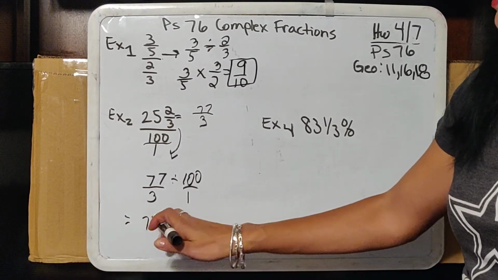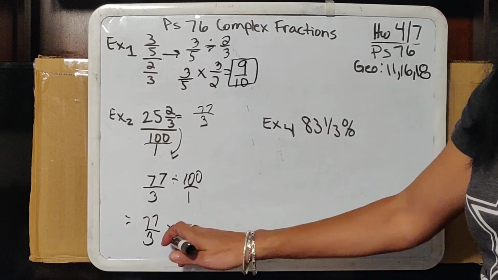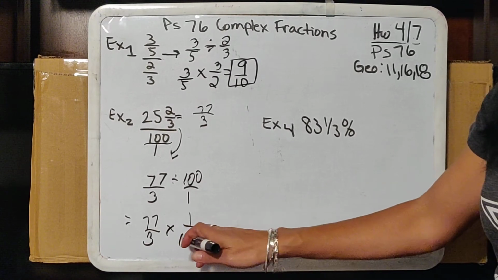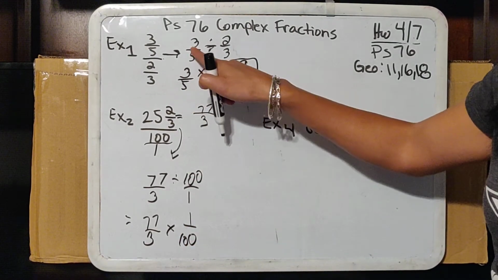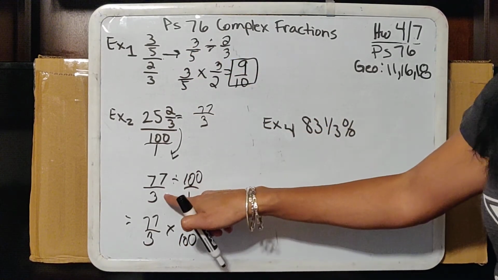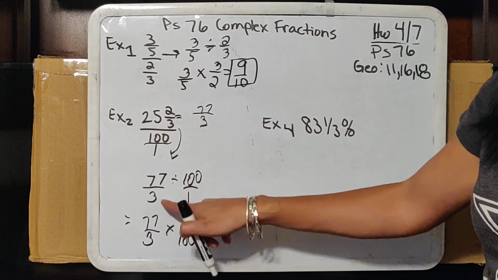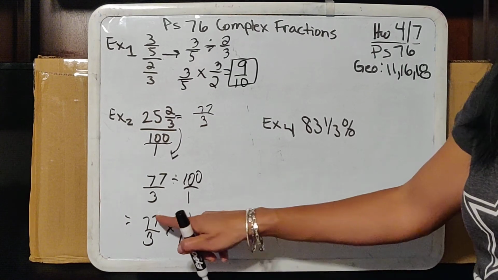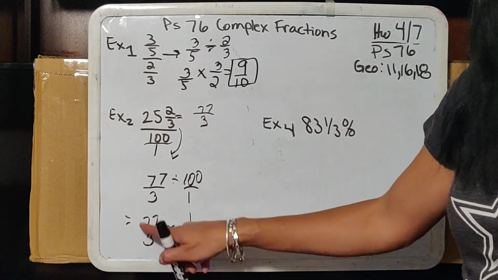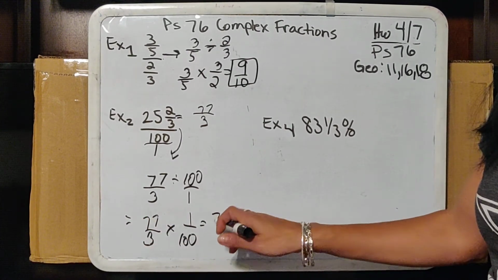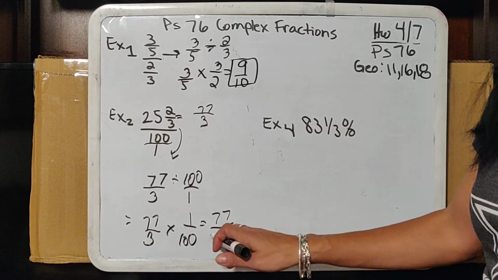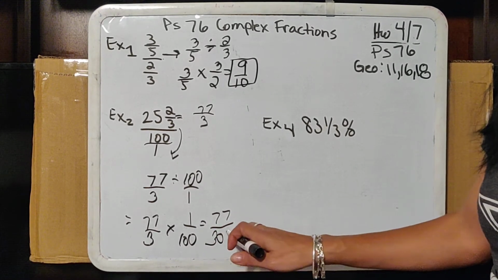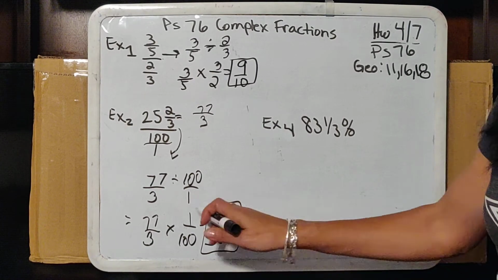And just like I did here, I'm going to flip the second fraction and multiply. So we're going to say 77/3 times 1/100. Be careful not to flip the numerator because we never ever flip the first part of the fraction, the dividend. We always flip the divisor. So please make sure that you do that. Again, you look for things that reduce. There's nothing that does. So you multiply 77 times 1 and 3 times 100, and you come up with 77/300.